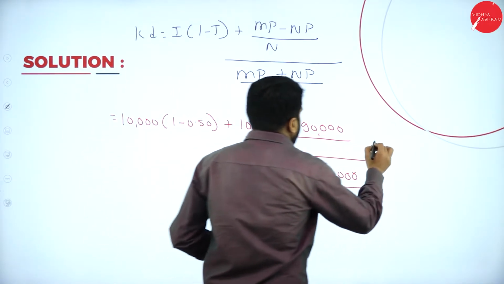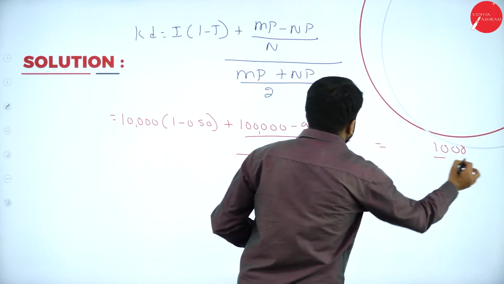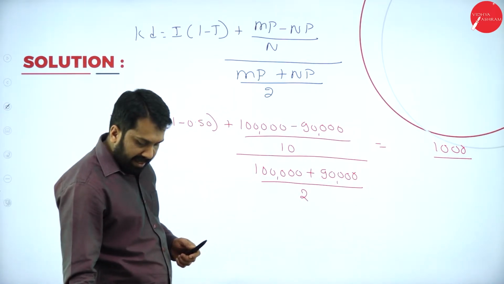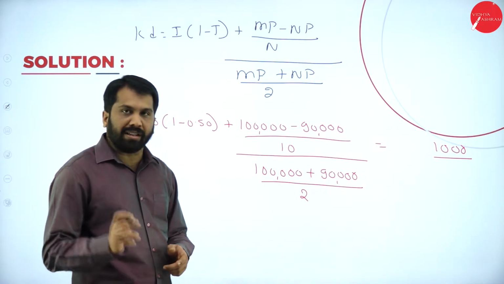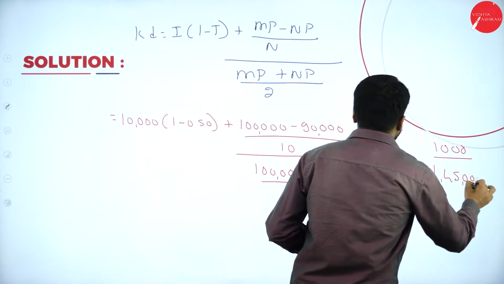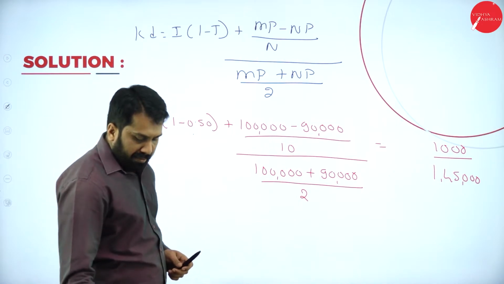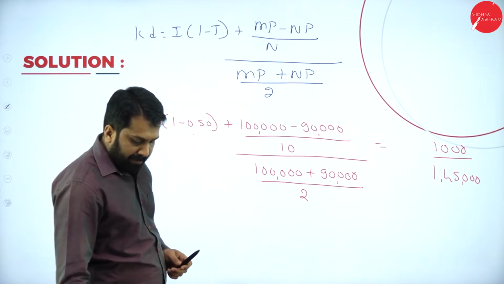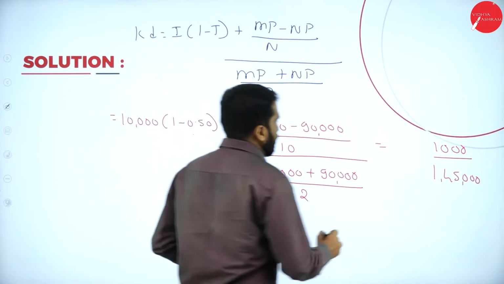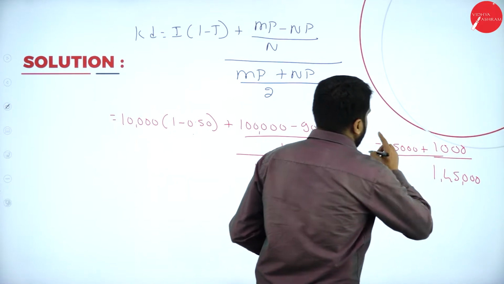This 1,000, as it is. Divided by how much is this? So this is 1 lakh plus 90,000 divided by 2. I'll get 1,45,000. How much is the interest part? 10,000 into 0.5. It will be 5,000, but I'll check it once. 10,000 into 0.5, it is 5,000. So this is the actual calculation.